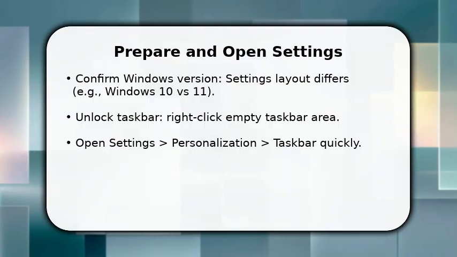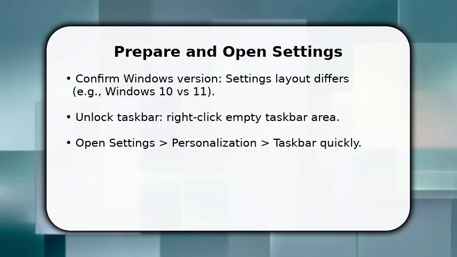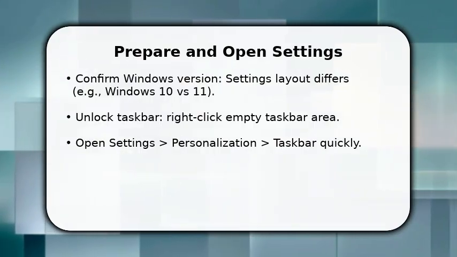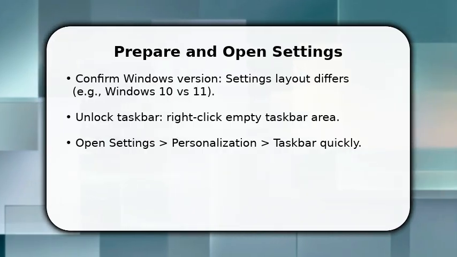You start by confirming your Windows version because menus differ. Once you know that, right-click an empty spot on the taskbar to unlock options. Open Settings, then choose Personalization and Taskbar to access controls.